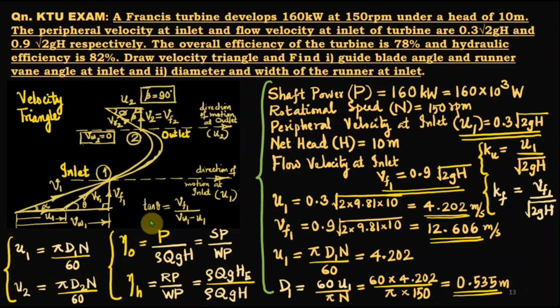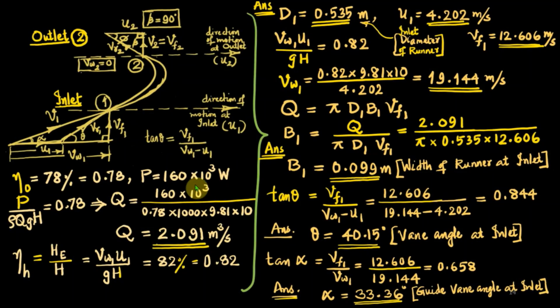And now we will consider the other expressions. The overall efficiency is given by shaft power by water power, that is P divided by rho Q G H. And hydraulic efficiency is given by runner power by water power, that is rho Q G H E divided by rho Q G H. And the velocity triangle we have to draw because that is a part of the question. So this is the velocity triangle we discussed previously, with the whirl velocity component at outlet being 0. And now we will consider the remaining part of the question.